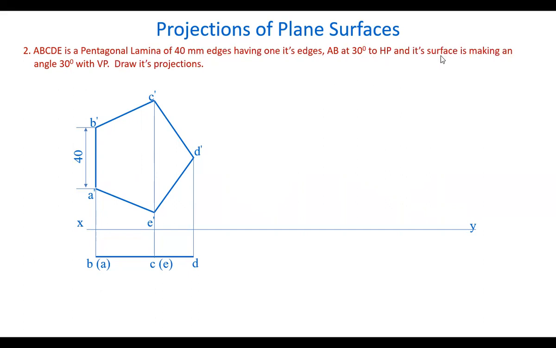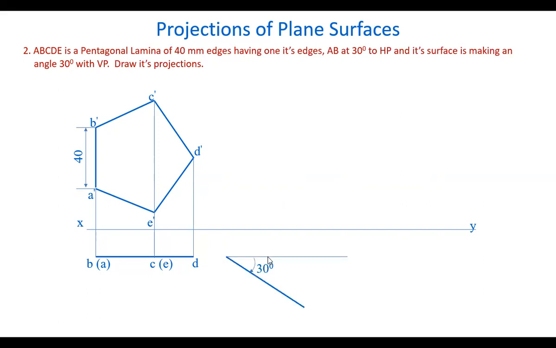Let's show the surface inclination first. Even though in this problem the edge angle is given first and after that the surface inclination, don't think that because it is given first, we have to show that first. We have to first of all show the surface angle only. Then only the other conditions can be satisfied. So first show the surface inclination. That is, in the top view, we can see that angle. So this line should be taken at 30 degrees angle to VP or the reference line like this.